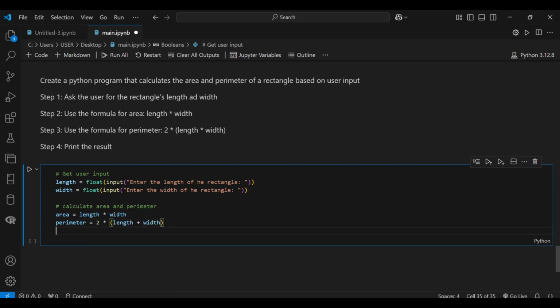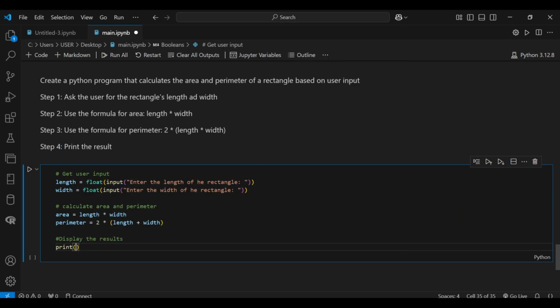Okay, so first we are getting the user inputs, second we are calculating the area and perimeter, and third we are going to print the result. So let me write display the results that we have. Okay, so to display the results now, you already know we are using print for output.